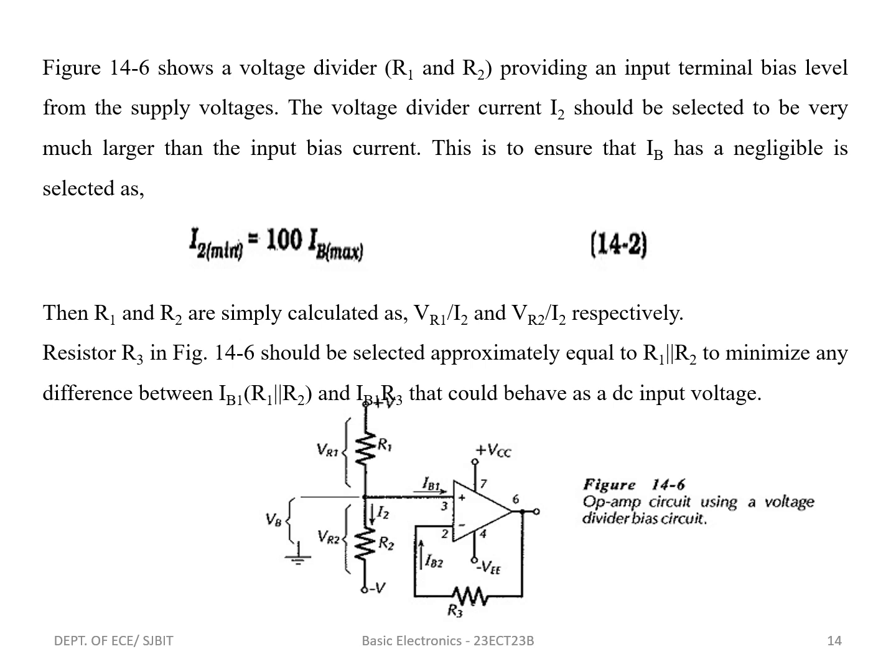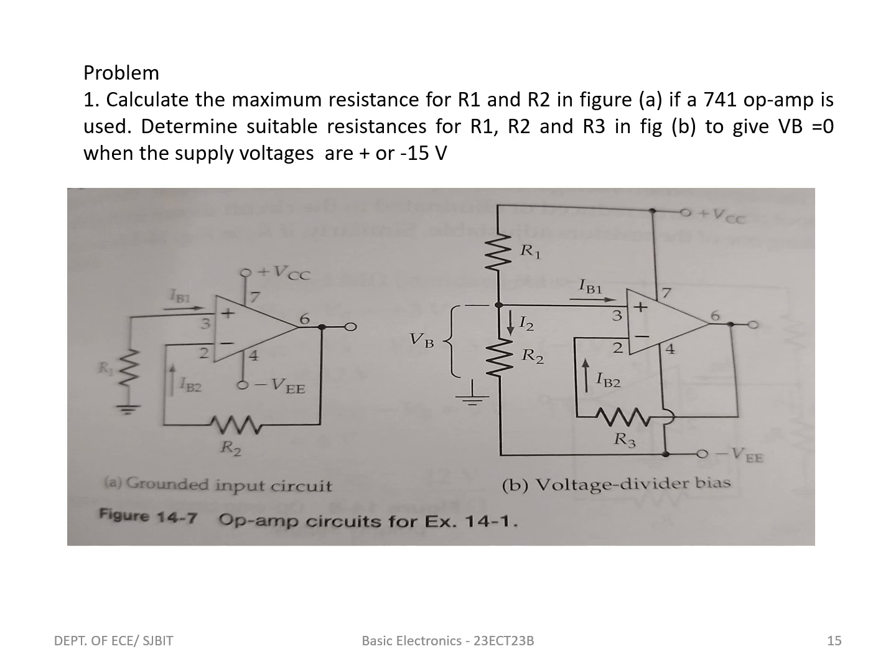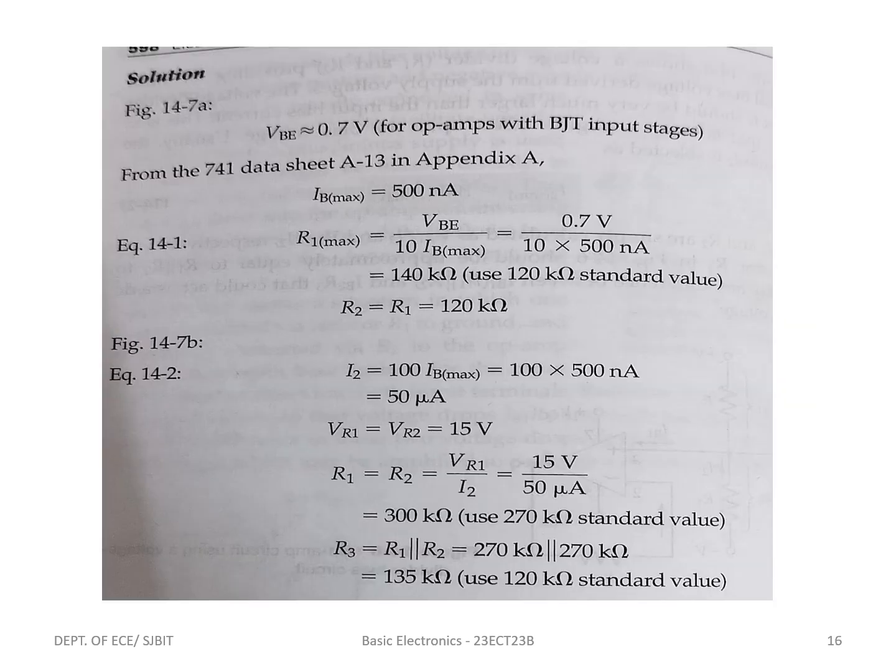Resistor R3 in the figure should be selected approximately equal to R1 parallel to R2, to minimize any difference between IB1 into R1 parallel to R2 and IB1 into R3 that could behave as a DC input voltage. So this we have considered the problem here.